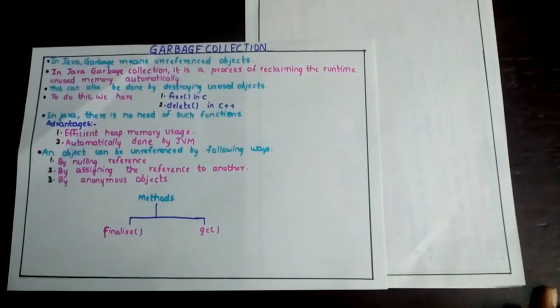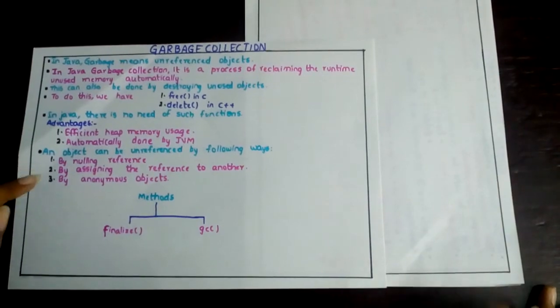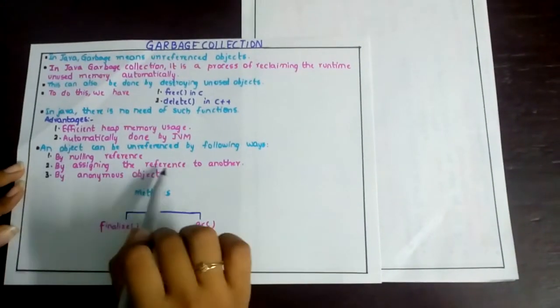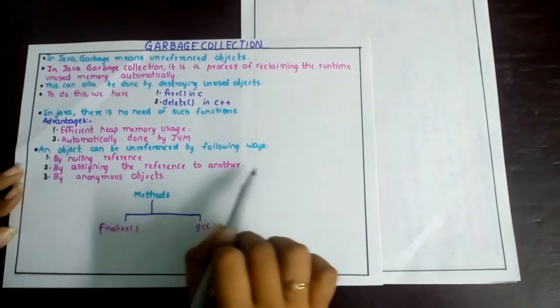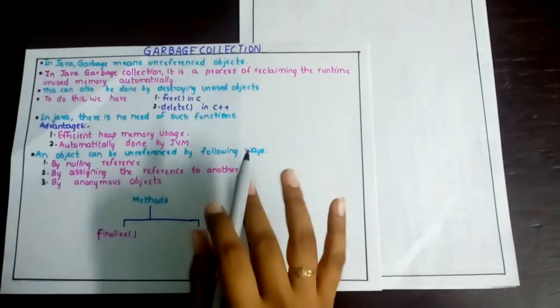And in order to unreference any object we have three ways: by nullifying the reference, by assigning the reference of one object to another object, and by anonymous objects. Now, let me explain in detail.